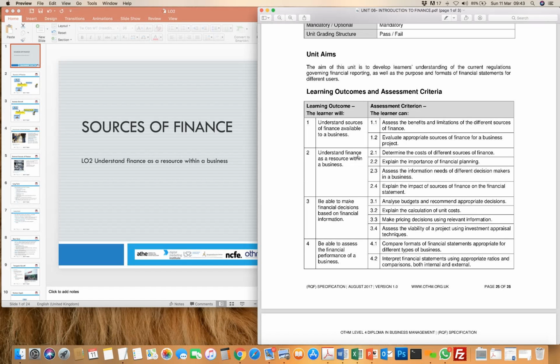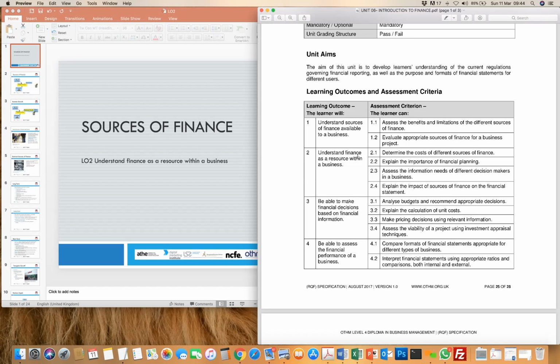So when we understood the various sources through which you can arrange finance, what we want to be able to do now is extend that knowledge into the second learning outcome, which is to understand what is the cost of that source of finance. How much interest rate do you pay if you borrow money from the bank? Because at the end of the day, getting money is fine, but what you need to know is the cost of borrowing.